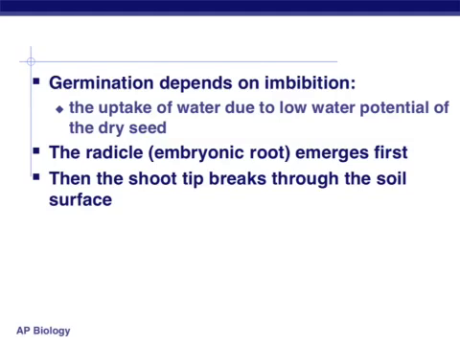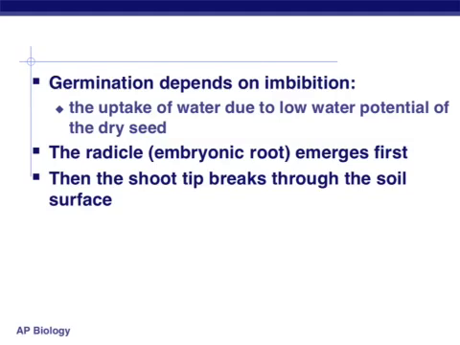Okay, germination. Germination depends on imbibition, not inhibition, but imbibition. Imbibition is the uptake of water due to low water potential of a dry seed. So when a seed is dormant, it's almost bone dry on the inside. If conditions become correct, meaning there's water in the soil, or water wherever that seed is located, then water is going to move into the seed, and that process is called imbibition. So it's the uptake of water due to low water potential within a dry seed.